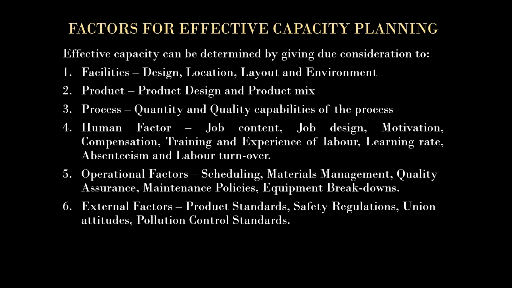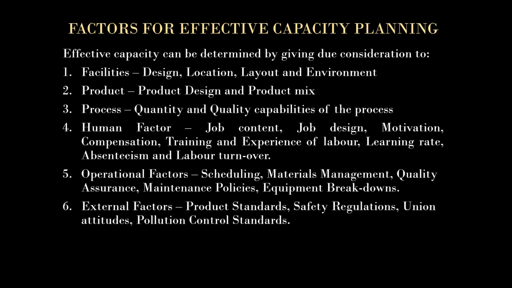Coming to the process, quantity and quality capabilities of the process. Coming to the quantity, how much production volume we will get using a particular type of process. Process also influences the capacity, because if you have two alternative processes to make a product, then both the processes may not give the same kind of output in terms of quantity. Similarly, quality also depends on the process parameters. So quality and quantity capabilities of the process are important while carrying out capacity planning.